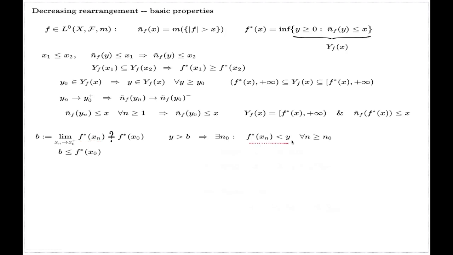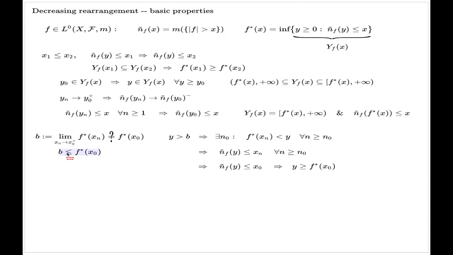If I interpret this, it means that y belongs to the y sub f set for the point xn, for every n bigger or equal than n0. If I use the fact that xn converges to x0, then I have also the inequality for the point x0, which is a limiting point. And if I interpret what this inequality means in terms of the y sub f set, we have the inequality like that. So here's my proof of the identity.